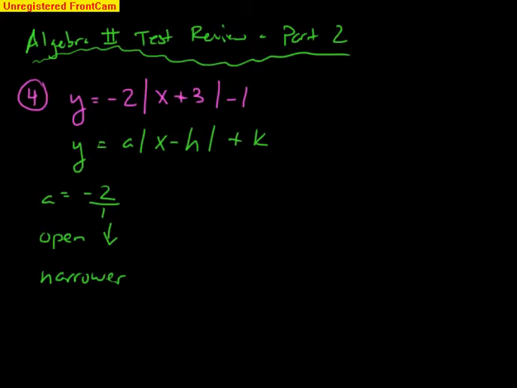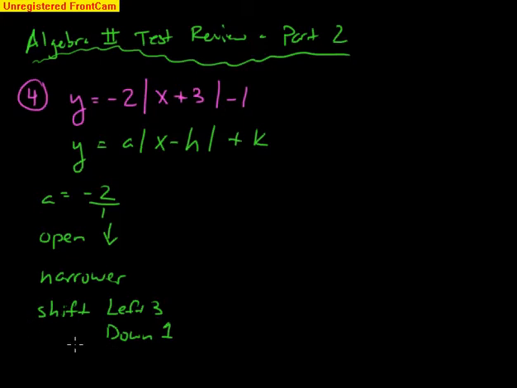Then let's talk about the shifting. The shifting here, h and k, we are going to shift. Remember that h goes in the opposite direction, so since it says +3, we're going to go to the left 3, and k goes in the same direction. So if k is -1, we go down 1. Okay? So what the shifting tells you is the vertex.